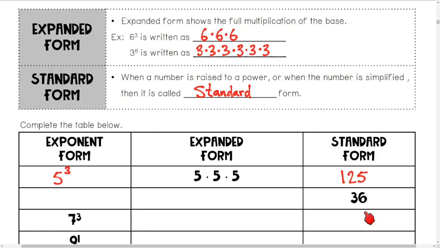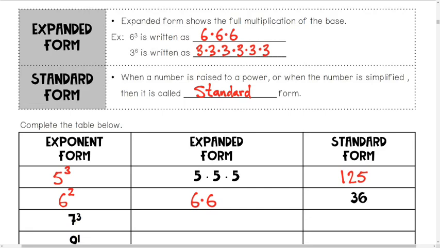The next one is already in standard form, so I have to think of two numbers that when multiplied together give me 36, and they have to be the same number. So if I look at this, the two numbers that make 36 would be 6 times 6. Going from expanded form to exponential form, there are two of them here, so the base is 6 and the exponent is 2. So that would be 6 to the second power, or 6 squared.